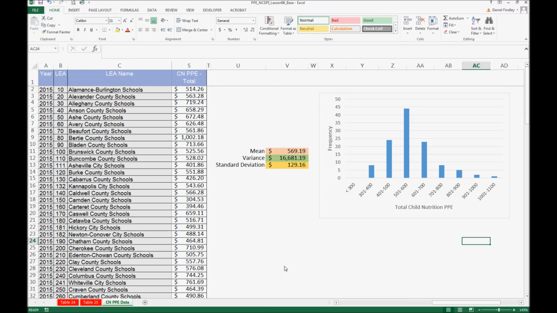In this video, I'm going to discuss the difference between standard deviation and standard error. We're going to look at this through an example of per pupil expenditures, and specifically those that are spent on child nutrition services. These total child nutrition per pupil expenditures include state, federal, and local funds.